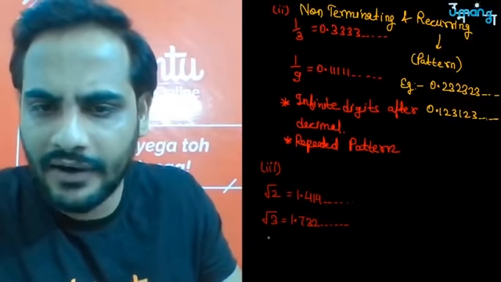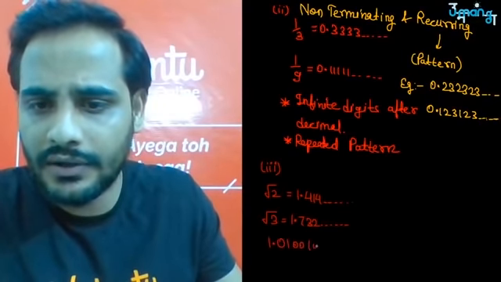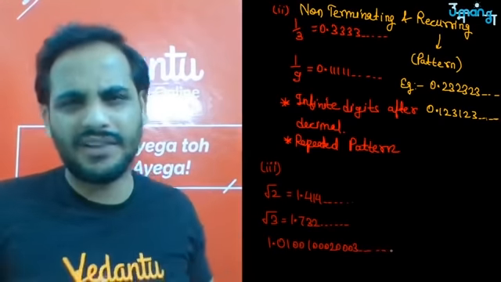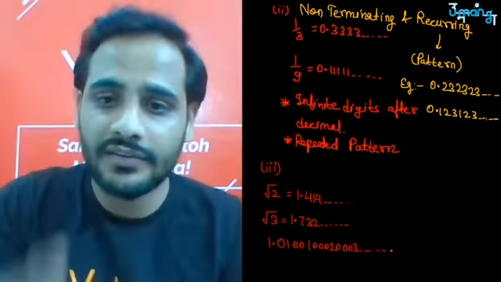So for example, if I write something like 1.0100100020003 and so on, there is no pattern at all. So here you will see that although this case is also non-terminating, there is no pattern.